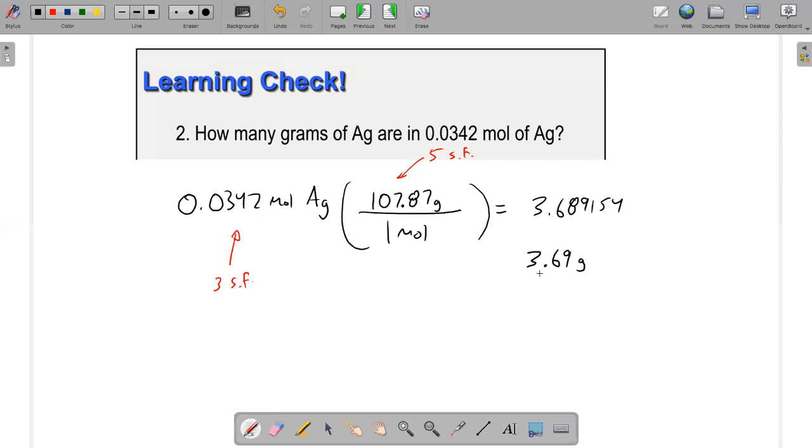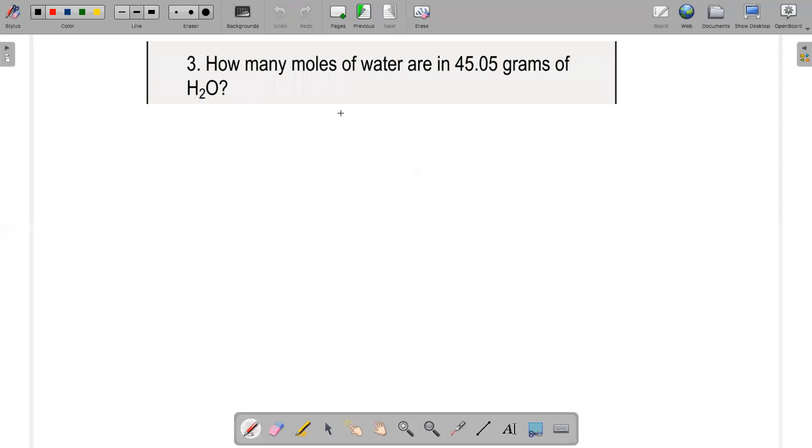So then number 3 is going from grams to moles. How many moles are there in 45.05 grams of water? So you can start with the 45.05 grams. And now water, well, I figured this out before, but I'll just write it again. You got hydrogens, you got oxygens. There's 2 hydrogens, 1 oxygen. Hydrogen has a mass of 1.01. Oxygen has a mass of 16.00.